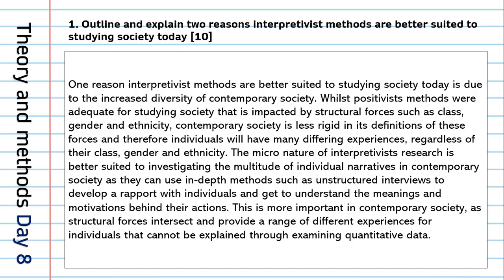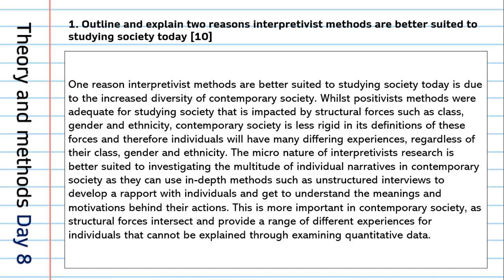One reason interpretivist methods are better suited to studying society today is due to the increased diversity of contemporary society. Okay, what I'm saying here is that when a society was less diverse, when people's lives were a lot more structured, a lot more rigid, where structural issues shaped the way people's lives were, then maybe positivist methods would have been better because it was a one-size-fits-all theory. With increased diversity in contemporary society, we cannot say that one size fits all.